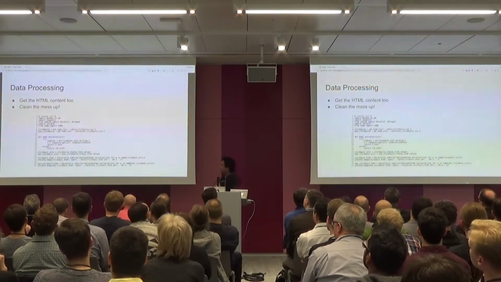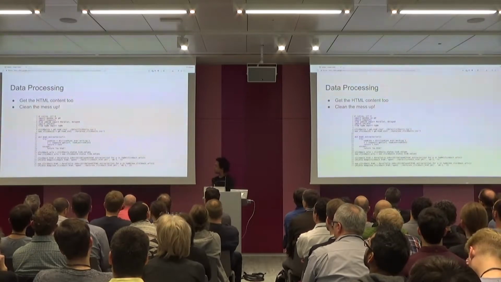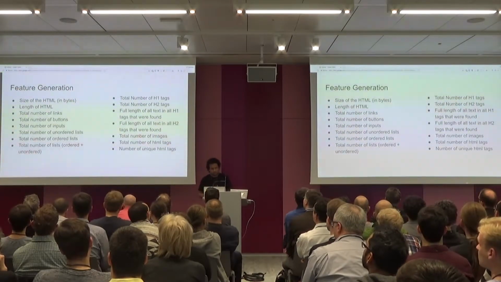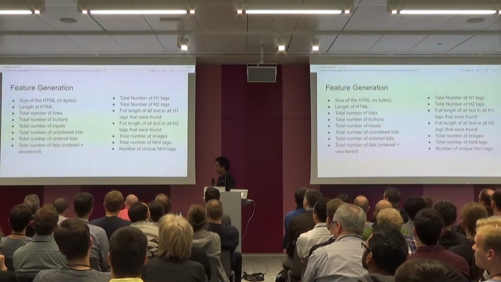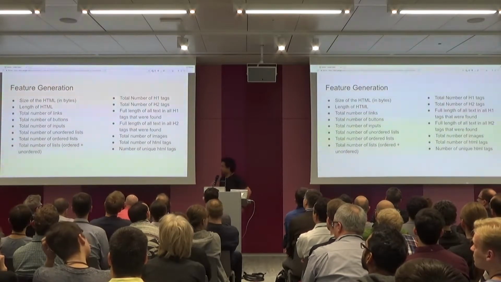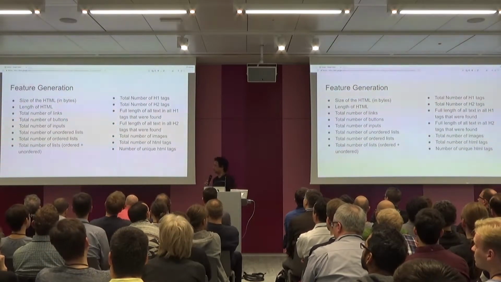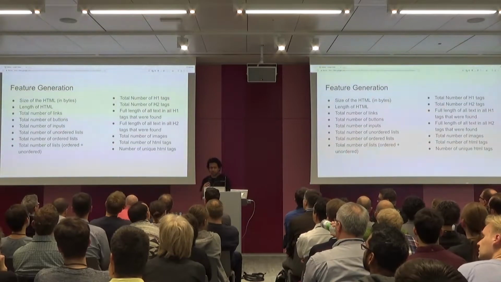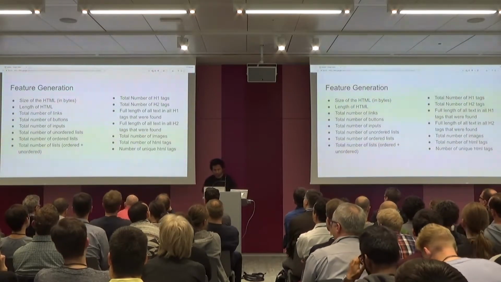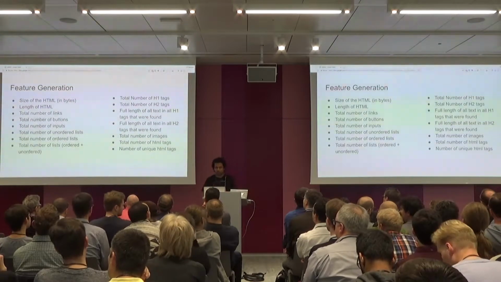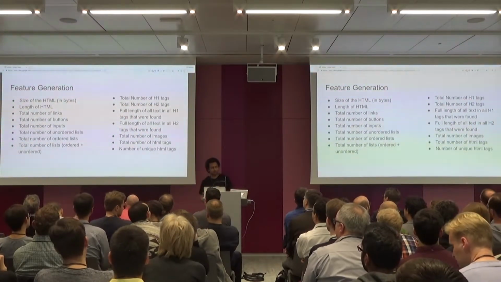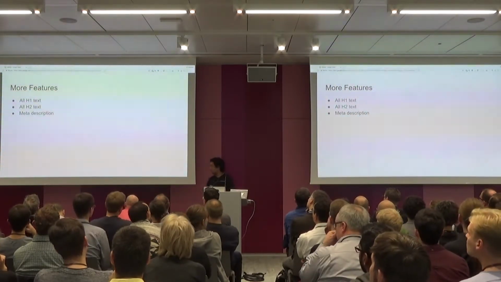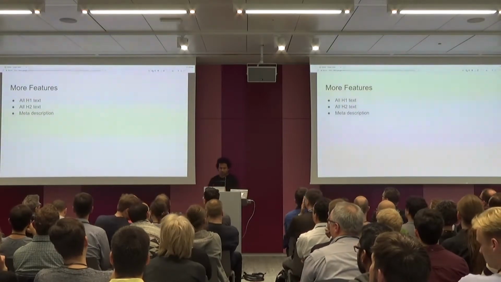This is a data processing task, so I'm just cleaning up the mess and cleaning the HTML content. This time, I created a bunch of features. I crawled every website and found out the length of HTML, how many links there are, how many ordered lists and unordered lists, and the number of images. Clickbaits have more images. You can also extract many more features and create very complicated ones, but I was just sticking to these. Other features are H1 text and meta descriptions.